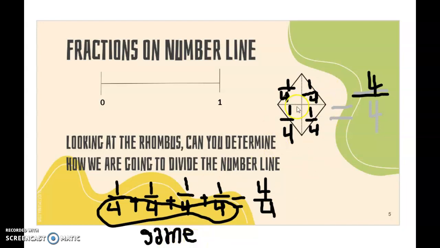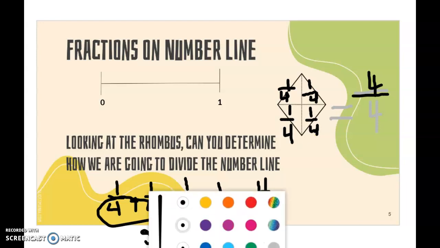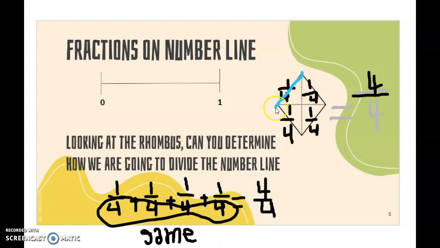Okay, so now we can see that each equal part of my rhombus represents 1/4 of the rhombus, which the entire whole is 4/4 or equal to 1 whole. So the entire rhombus, this entire part, represents one whole. This whole has been broken into 4 equal parts, which we have labeled.